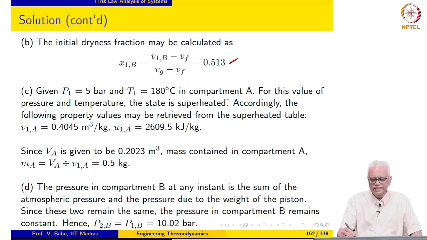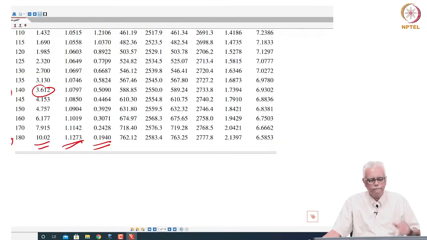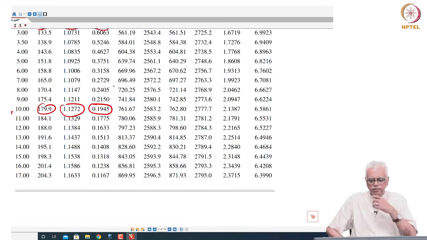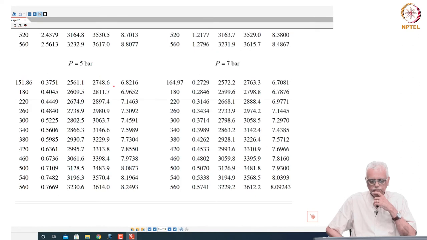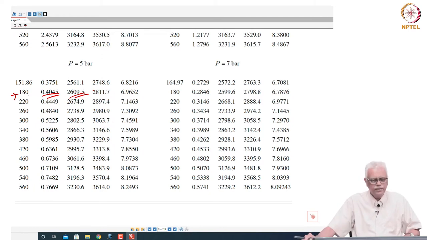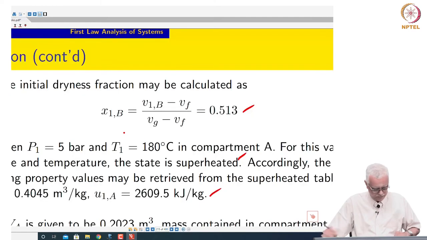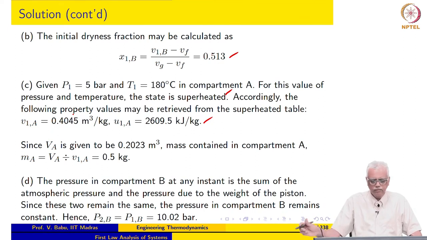At 5 bar, 180 degrees Celsius, you should be able to easily show that the state is superheated. We may then retrieve the following values from the superheated table. Okay, 5 bar, 180 degrees Celsius. Let us just see once how this is done. 5 bar, 180 degrees Celsius. So this is the location in the table. V1 is this and U1 is also equal to this.